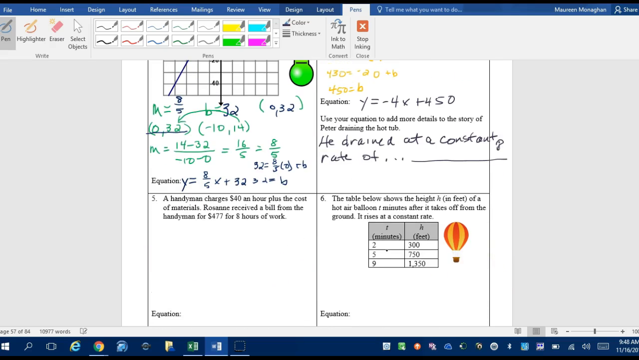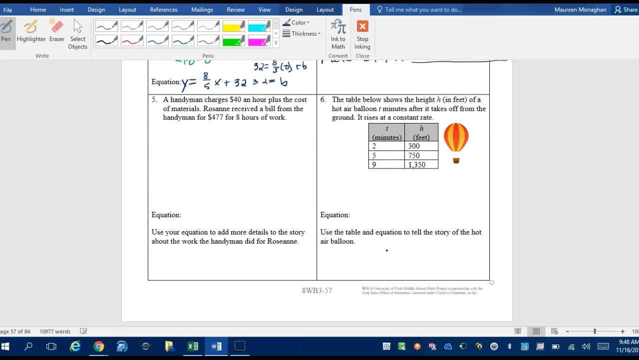You can't just copy. A handyman charges $40 an hour plus the cost of material. Roseanne received a bill from the handyman for $477 for 8 hours of work. Okay. So the slope is 40 and it's dollars per hour. Okay. I like to write this. I like to write hours and dollars. So then I know how my point should be written. (8, 477). So you're going to be able to put your point in using y equals mx plus b.